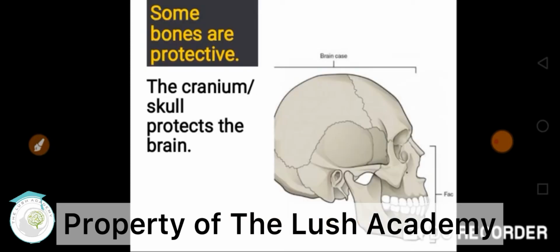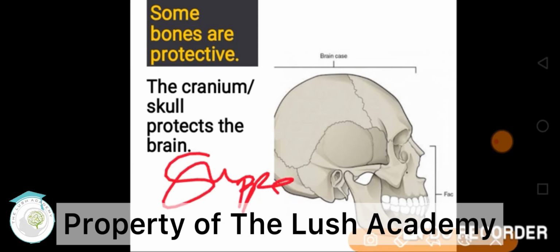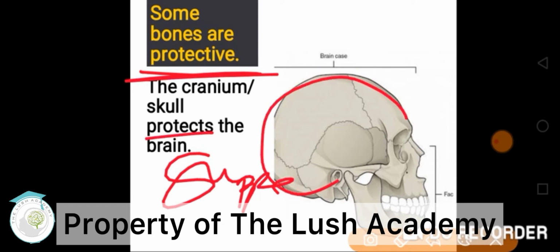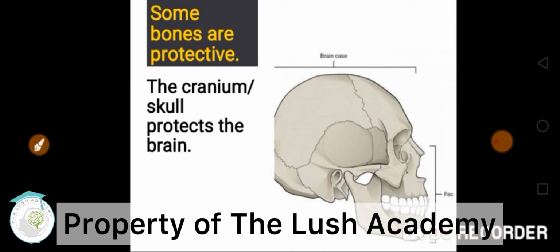Some bones are protective in nature. That's their function. They act as protectors. Remember, bones give us support and shape. Now, bones can also give protection. How? The cranium, this one here, protects our brain. The brain is very delicate. The brain is so important, but the brain is very soft. So our cranium, our skull, protects the brain from harm.